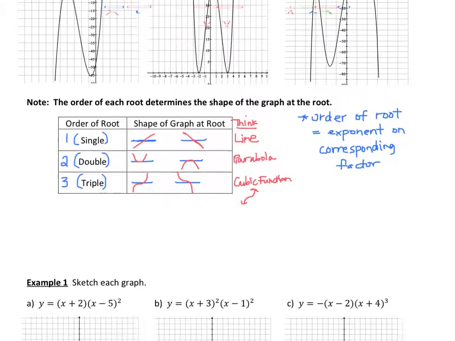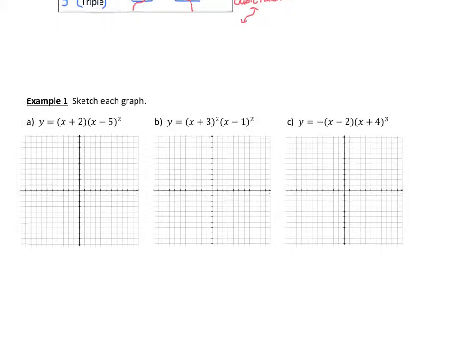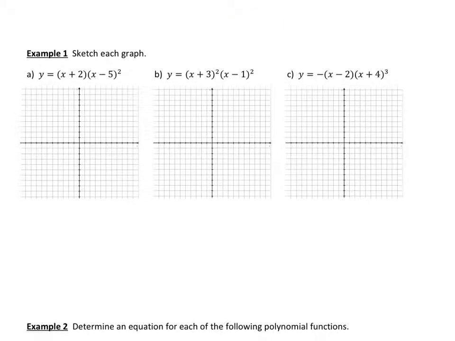Okay, from here, we are going to now look at how to put some of this information all together and create the graphs of a few polynomial functions. So let's start with this first one. Looking at the first equation, we can see that we have roots at -2 and 5. And I'm going to look at the exponent on each of those factors to determine the order of each root. So the exponent on my first factor, which corresponds to the intercept of -2, is a 1. So I know that that is a single root. And the exponent on the other factor corresponding with my x-intercept at 5 is 2, which means this is a double root. So that's going to tell me something about how the graph behaves at each of those roots.